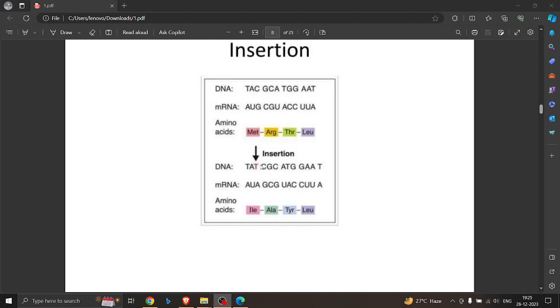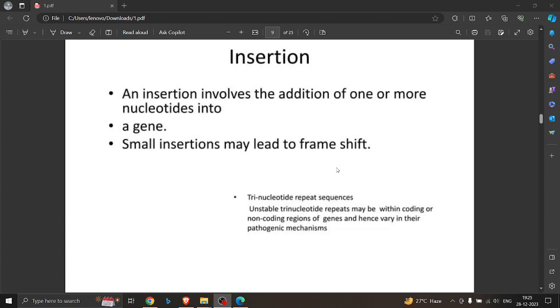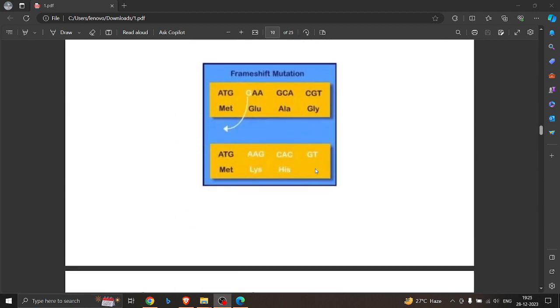This diagram shows the insertion, which I already told you about in the previous one. What is insertion? An insertion involves the addition of one or more nucleotides into a gene. Small insertions may lead to frame shift. Here you can see how it has been inserted. The first one and the second one are not similar, and here the guanines have been added.